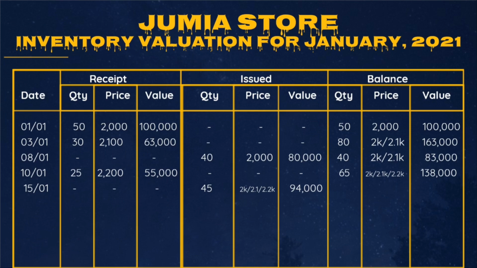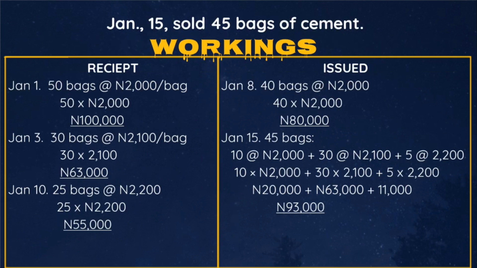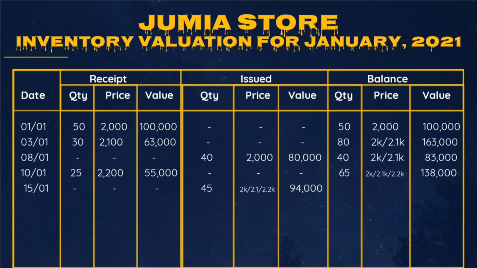So under the balance column, the quantity will be 65 bags that are in the store. We are supplying 45, that will be 65 minus 45, that will be 20, which means they have 20 bags of cement left. And that 20 bags will be at what rate? It's going to be at the rate of 2,200. While the total amount of inventory in the store before is 138,000 naira, we are supplying 94,000 worth of inventory out. That will be 138,000 minus 94,000 naira, and that is going to give us 44,000 naira.